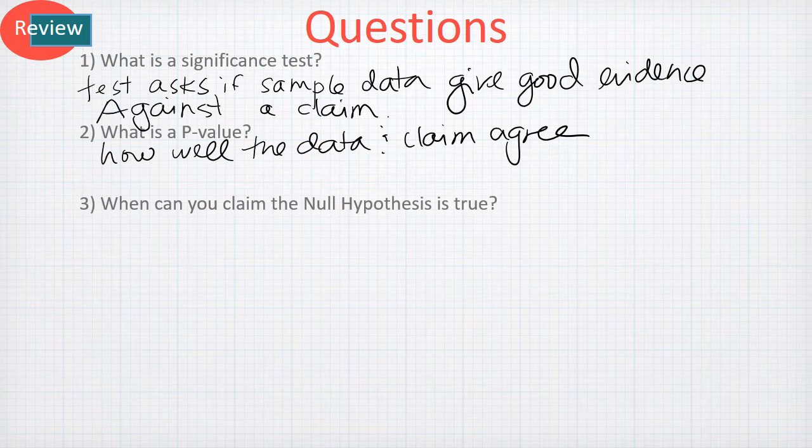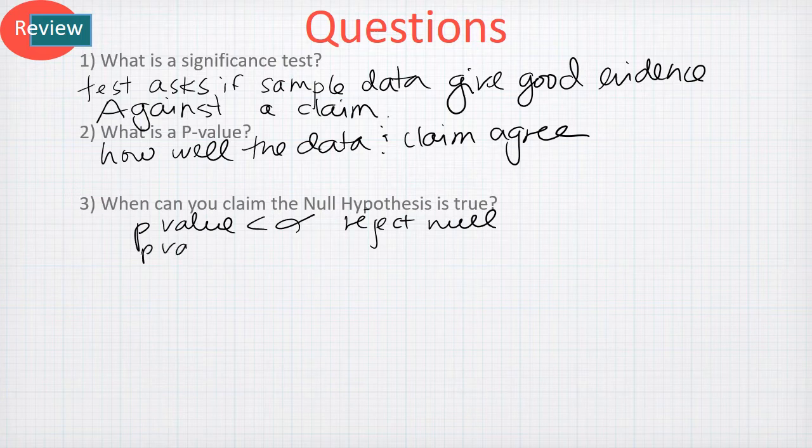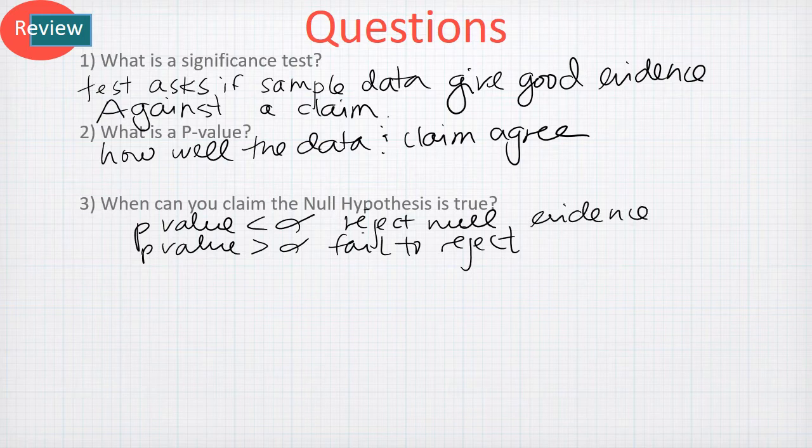So if your p-value is less than alpha, then you reject your null. And if your p-value is greater than your alpha, you fail to reject. There is no truth, just fail to reject. And remember, when you reject the null, you have evidence for your alternate. And in this case, you don't have evidence of your alternate.